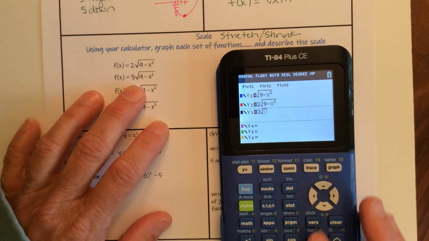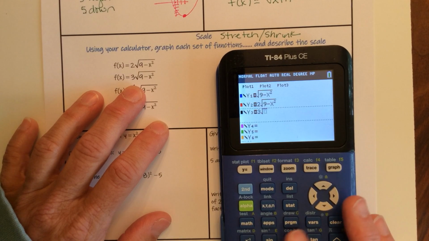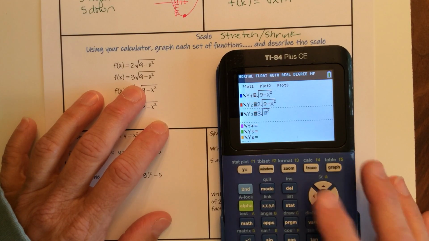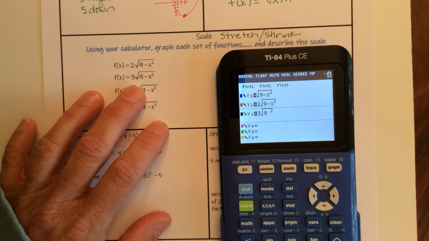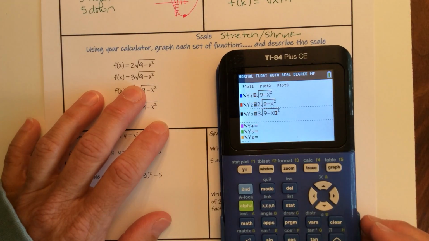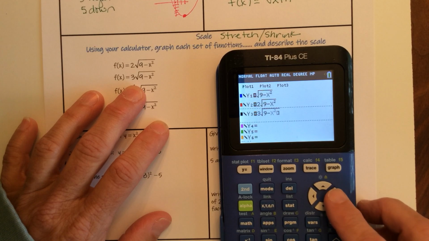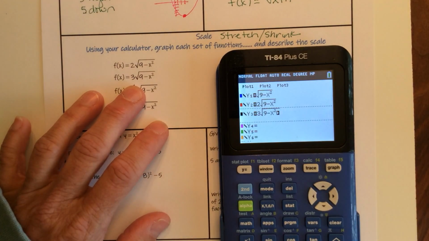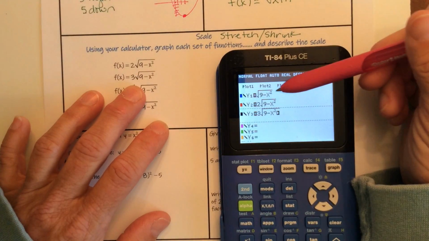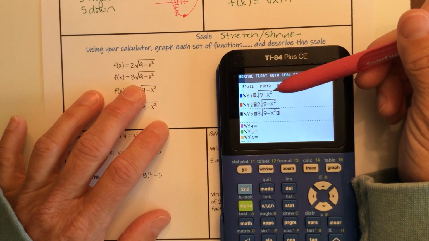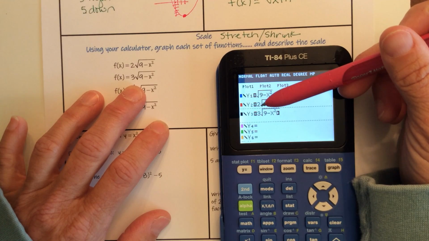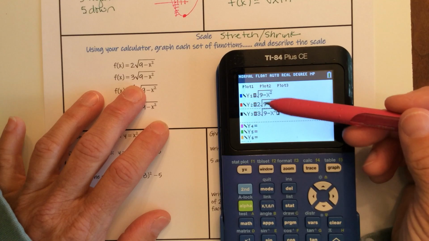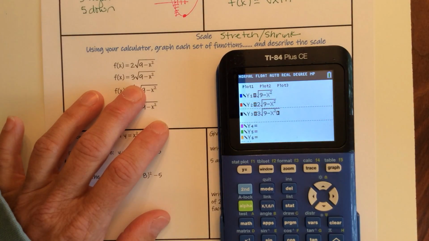and then we'll do the 3 times the square root of 9 minus x squared, and I better double check that. Yes. Okay, so when I graph this, we're going to see the mom and daddy graph, and then we're going to see what effect the 2 and the 3 multiplied by that radical is going to have.